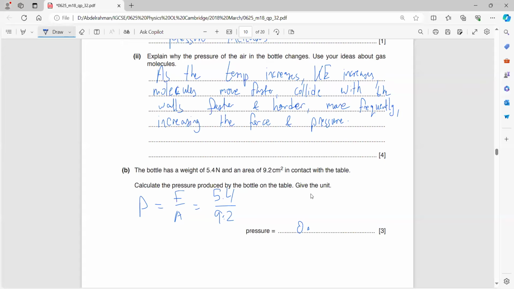0.6, I guess, or 5.9. 5.9 Newtons, don't forget the unit. Newtons per centimeter squared. Okay?